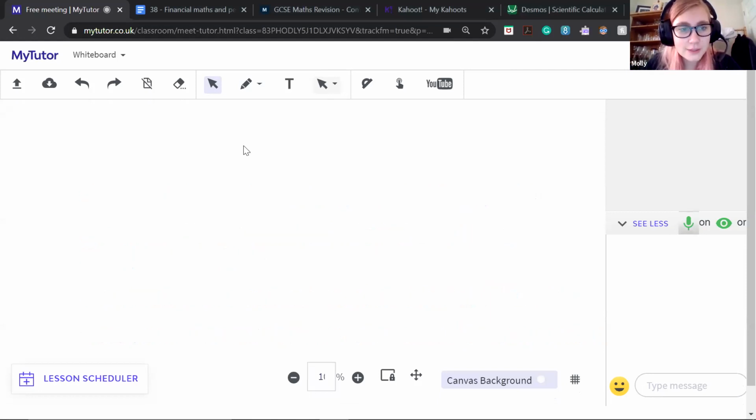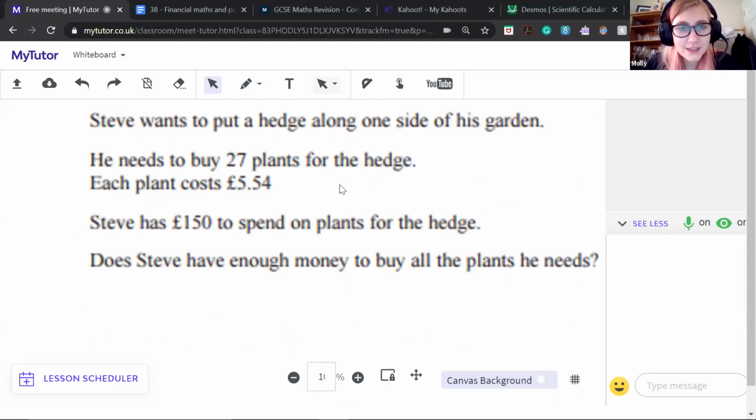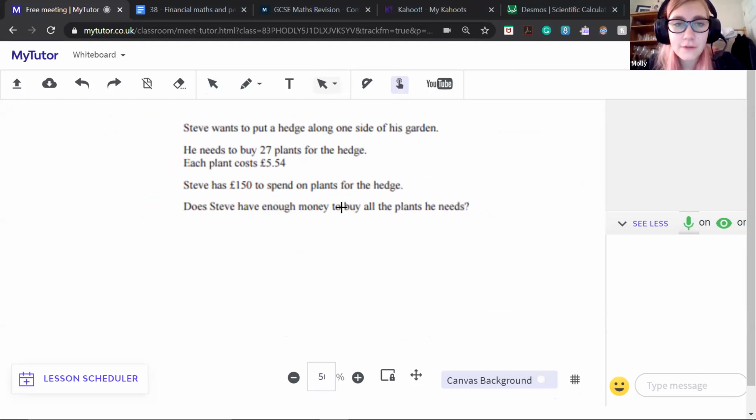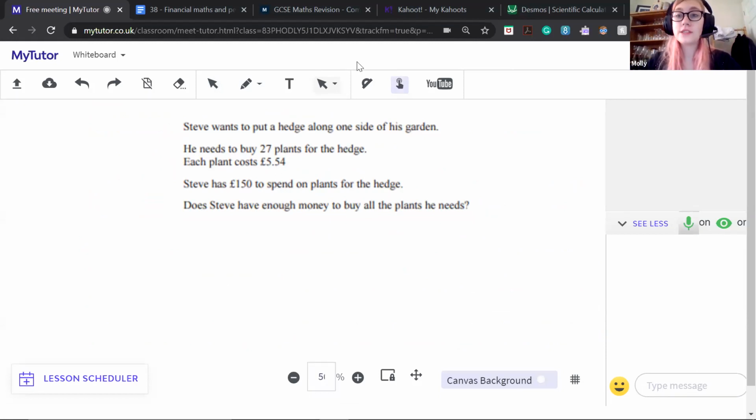Okay, I've run out of room on this page, I think. That's better. So Steve wants to put a hedge along one side of his garden. He needs 27 plants, which each cost £5.54, and he has £150 to spend. So does he have enough? So what do you guys think? How can you do this one? Oh, a couple of people have asked for one more simple interest question. Sure thing. After this question, I'll hop back onto that. Thank you for letting me know.